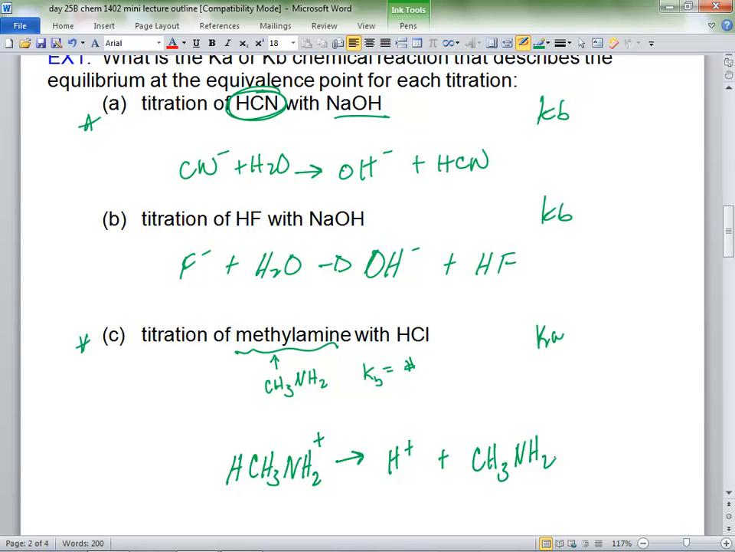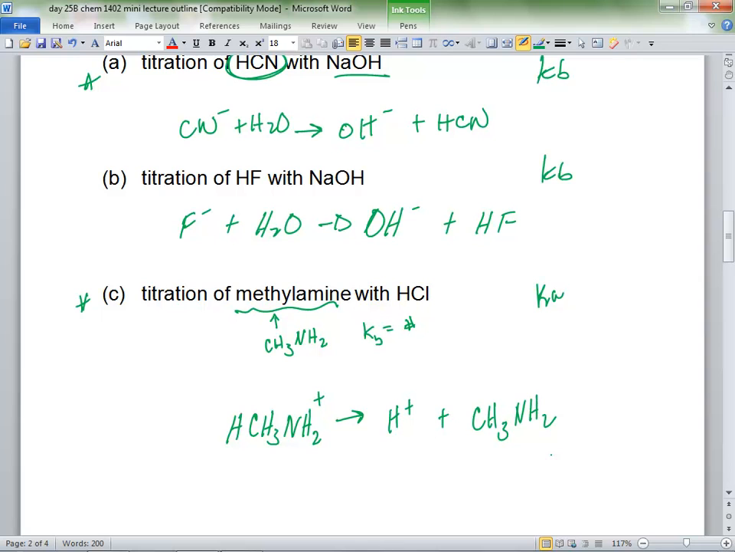For the Ka reaction, there is no H2O. It's always the weak acid going to H plus the conjugate base. It's the convention. There really is no rhyme or reason. It's just that we know that we need to calculate a Ka for this, and you get the tables to get it.